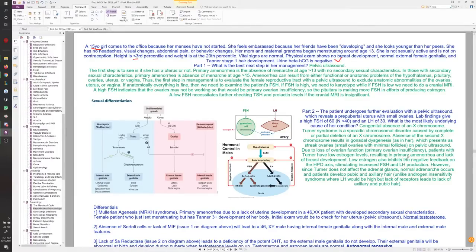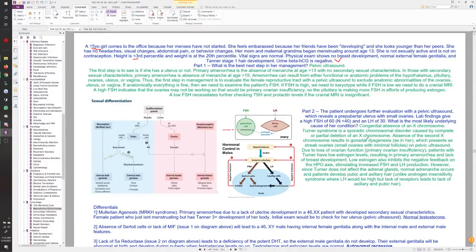Low estrogen also removes the negative feedback on the HPO axis, so you get a lot of FSH and LH production. However, since Turner does not affect the adrenal glands, normal adrenarche occurs and patients develop pubic and axillary hair, unlike androgen insensitivity syndrome, where LH would be high, but the lack of receptors leads to lack of axillary and pubic hair, right? So doing the karyotype would be the next thing, right? After you check for pelvic ultrasound, you would check for her FSH, which they did, and then after you check for FSH, you would do the karyotype, which was the answer choice here.